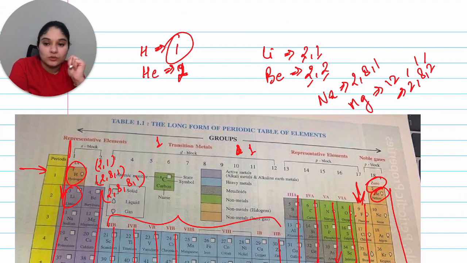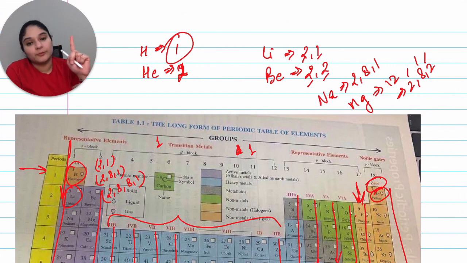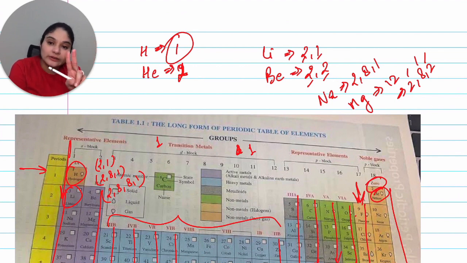Beryllium, 2, 2. 2 is in the last shell. So it belongs to group 2. For sodium, 1 in the outermost shell, it belongs to group 1. Then same thing for magnesium. You have 2, 8, 2. So you have 2 in the outermost shell, it belongs to the second group.